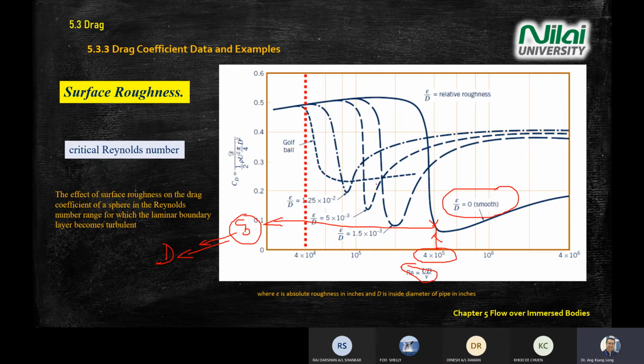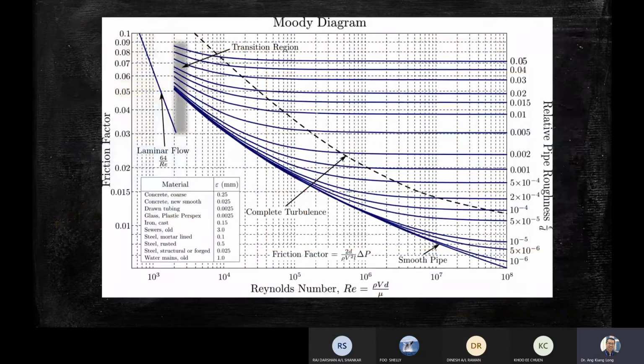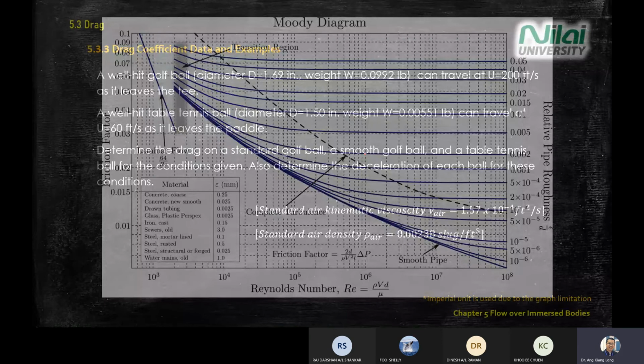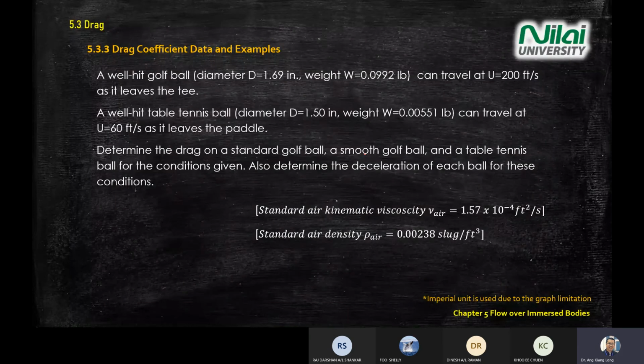Okay, I'll show you one example. This is the Moody diagram. I think you're familiar with it. There will be one question in the final exam that you need to use the Moody diagram. Okay, let's go to this example.